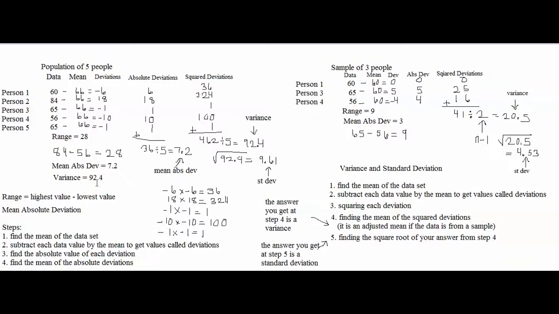So the variance of the population did come out higher because it has more dispersion, and the standard deviation of the population was 9.61, and the standard deviation of the sample was 4.53. So the standard deviation of the population did come out higher than the standard deviation of the sample. The reason why is because the population has more dispersion and the sample has less dispersion.